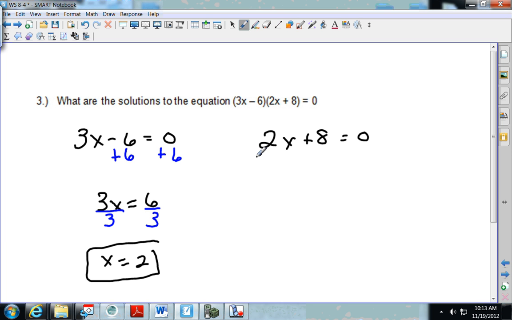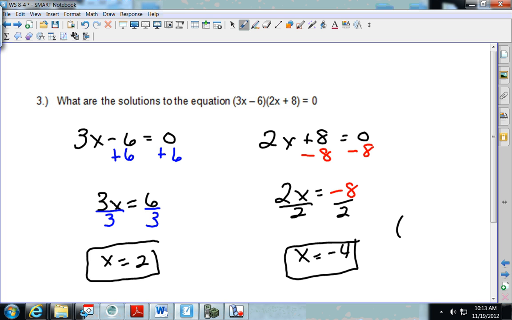The other one, subtract 8 from each side. I have 2x equals, well, why did I put minus 4? What's it supposed to be? Minus 8. So I have negative 8 right there. Now I divide by 2. x equals negative 4. So my solutions are 2, 0 and negative 4, 0, because all I did was take what was in the parentheses and set them equal to 0.